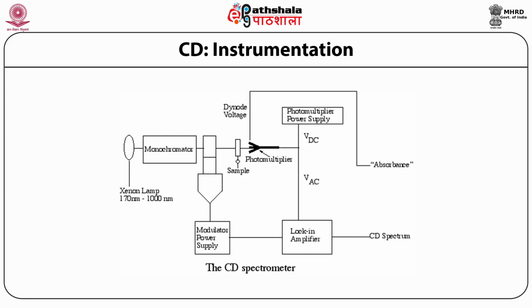You can see here there is a xenon lamp, which acts as a light source and emits light of 170 nanometer to 1000 nanometer wavelength. Then the light passes through the monochromator, where we can select light of a particular wavelength depending upon the requirement. Then it falls on the sample where molecular absorption occurs, and then the signal is detected by the photomultiplier tube. In ordinary absorbance, it is directly detected.